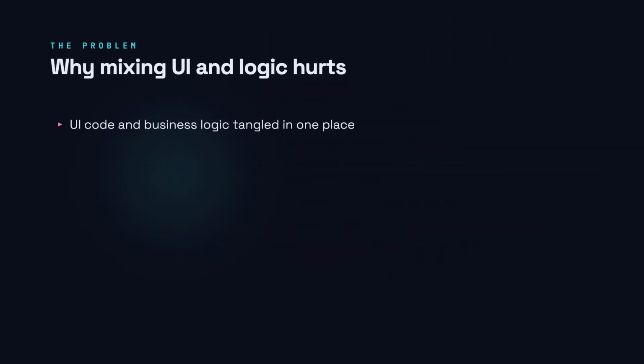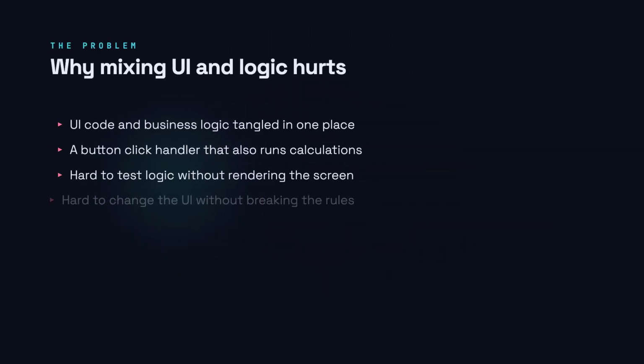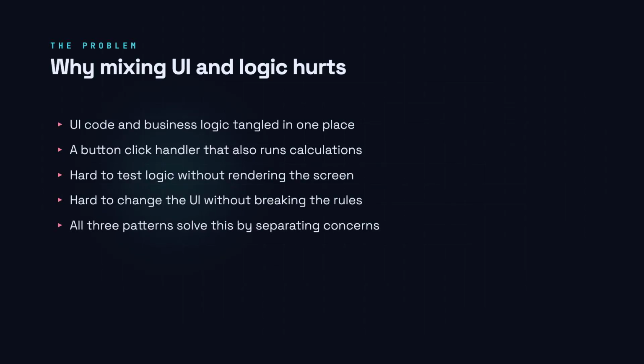Imagine a function that listens for a button click, validates the input, calls an API, formats the result, and then directly updates the DOM, all in one place. That is the problem. The UI and the logic are tangled, so you cannot test one without the other, and changing one risks breaking the other. MVC, MVP, and MVVM all exist to pull those concerns apart, but they each draw the boundary in a slightly different place.